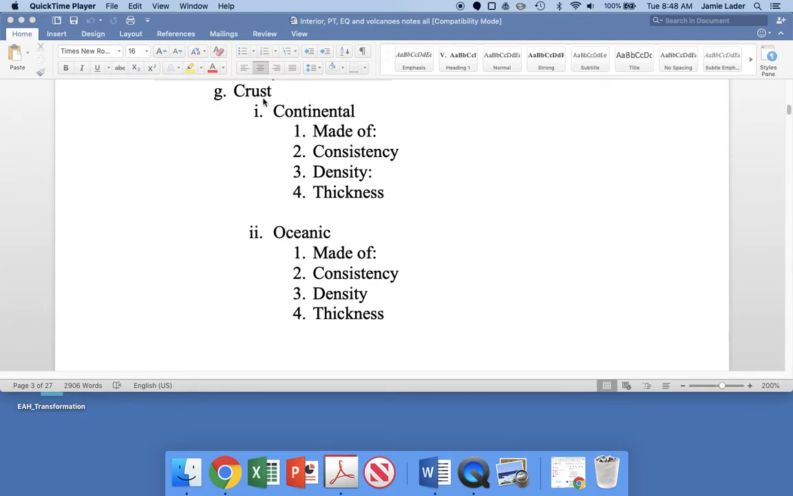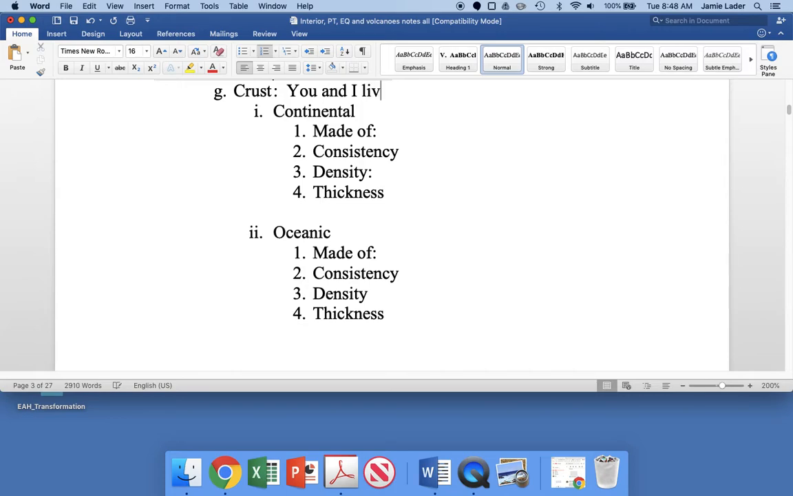Okay, so first of all, the crust. This is where you and I live. No human's ever been below the crust. Nothing alive is below the crust as far as we're concerned. And there's two types of crust. There's continental crust and there's oceanic.